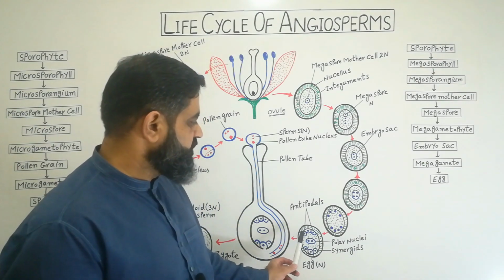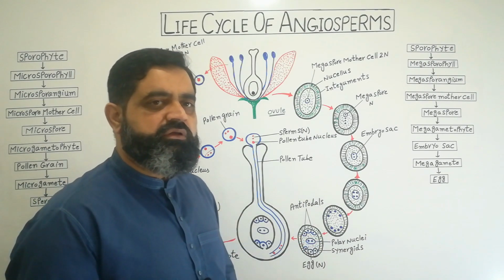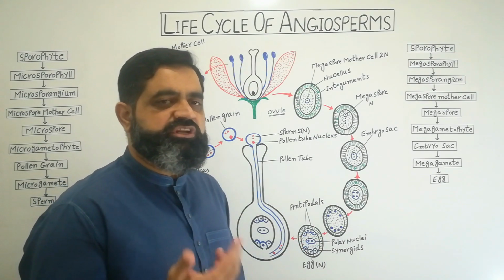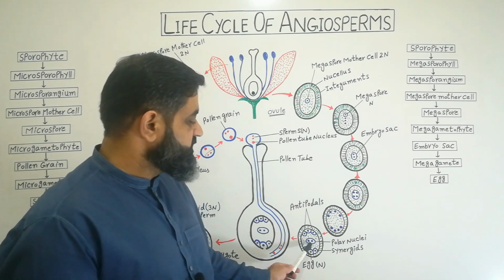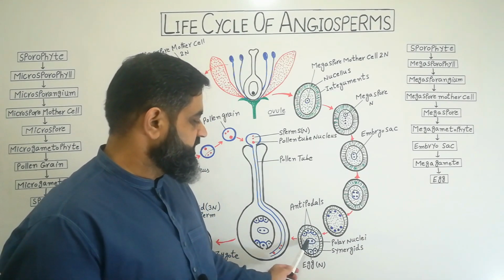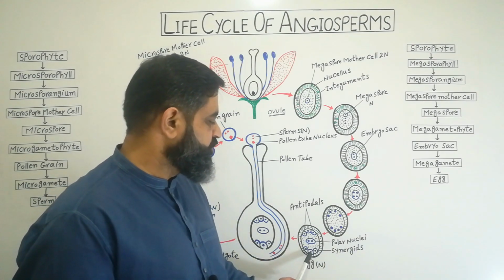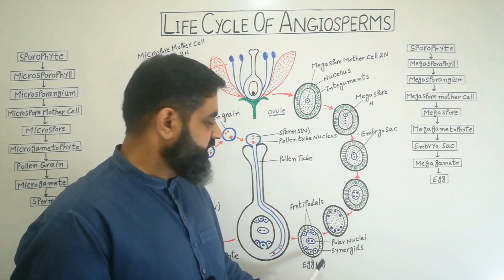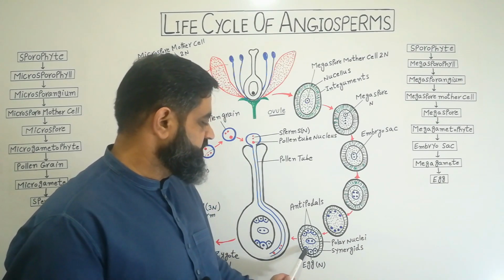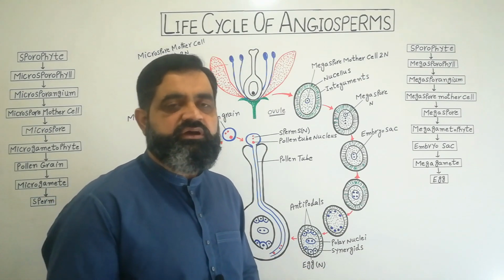3 cells are on the top, which are known as antipodals, which help in the fertilization, pollination and formation of seeds. 2 nuclei in a single cell are known as polar nuclei, while 3 cells are at the bottom, in which one is the egg, which is haploid, and 2 cells beside the egg are known as synergids.